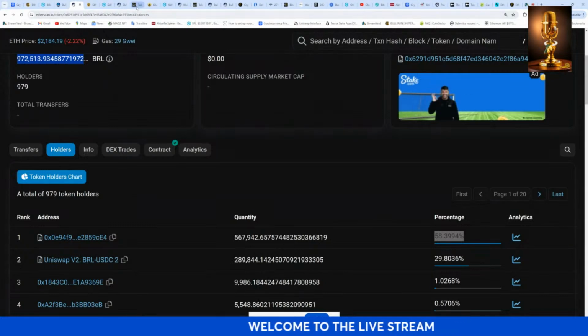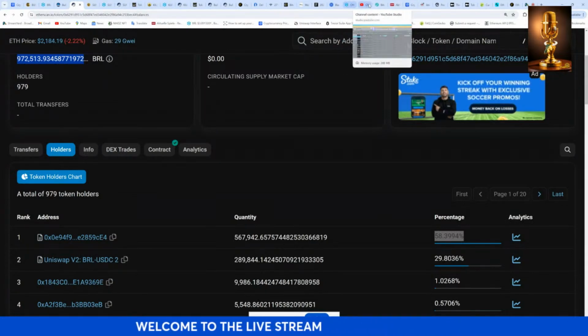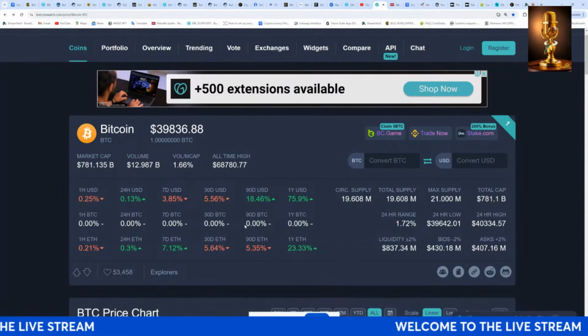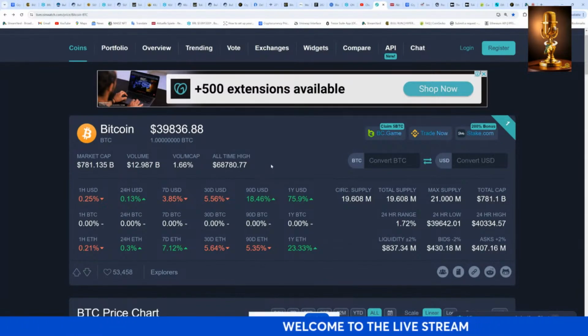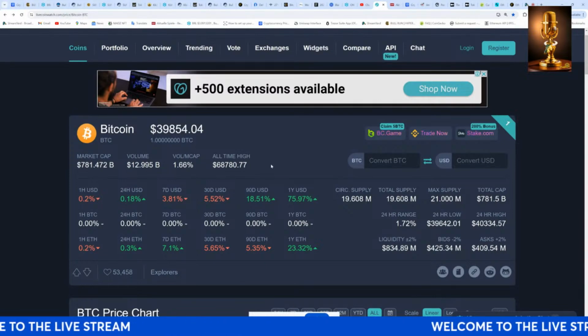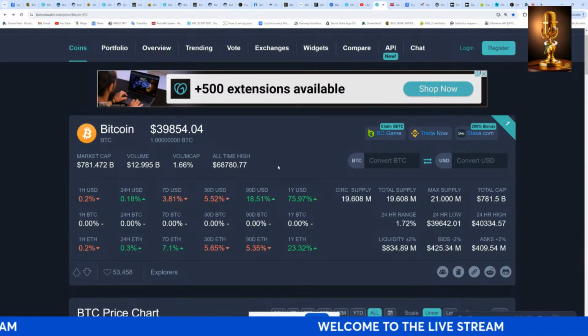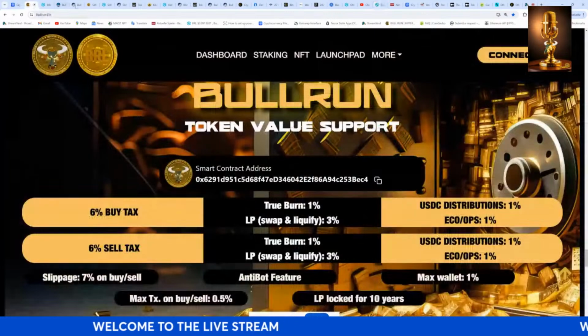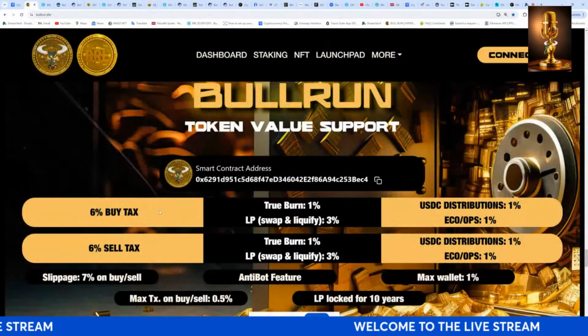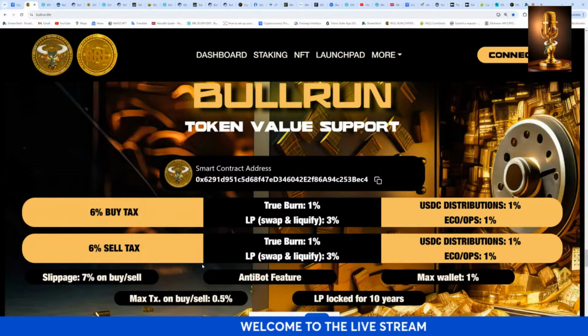And this is what we experience with Bitcoin every 4 years. Each time, every 4 years, we experience the same effect with Bitcoin, because even if the demand remains the same, the inflation is cut in half, so there is more demand than supply. And while we have to wait 4 years for this with Bitcoin, with Survivor, with Killer Whale, and with Bullrun, this happens with every trade. With every buy and sell, this happens.